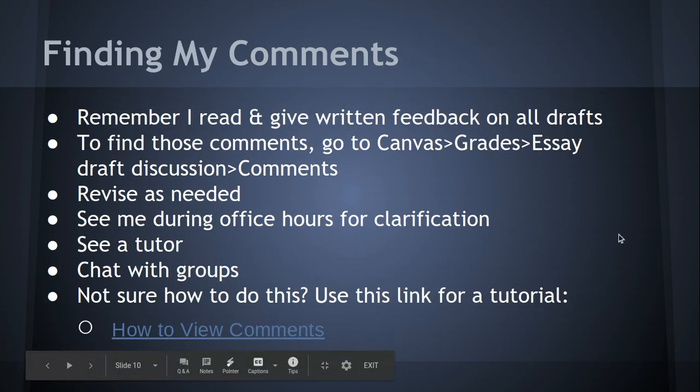Another thing that you need to work on by this point is to make sure that you know how to find my comments. So as I mentioned before, I do read through and grade and give everybody comments on their drafts of their essays. So to find those comments, you're going to go to Canvas, Grades, and then find your essay draft discussion grade, and then you can see the comments that I gave you there. And then read through those, revise as needed.